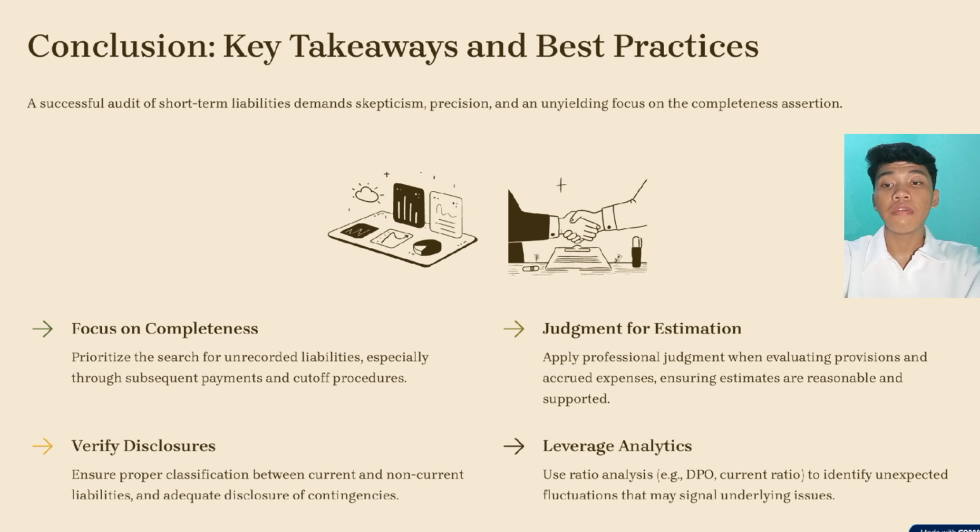And then second, verify disclosure. This ensures proper classification between current and non-current liabilities and adequate disclosure of contingencies. And judgment for estimation. There is apply professional judgment when evaluating provisions and accrued expenses. And last, leverage analytics. Use ratio analysis to identify unexpected fluctuations that may signal underlying issues.